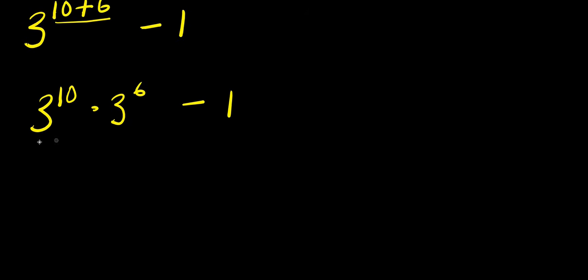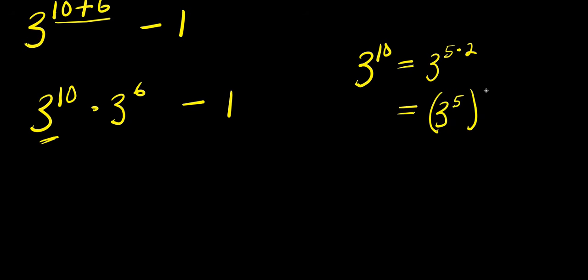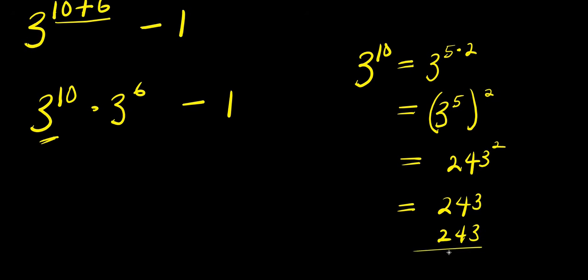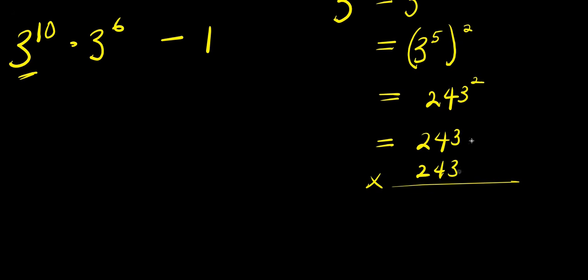Now we need to find the value of 3 power 10. We have 3 to the power of 10 is simply 3 to the power of 5 times 2, which is just 3 to the power of 5, all to the power of 2. And finding the value of 3 power 5, which is 243, raised to the power of 2, this will give us 243 times 243. So let's multiply this out.